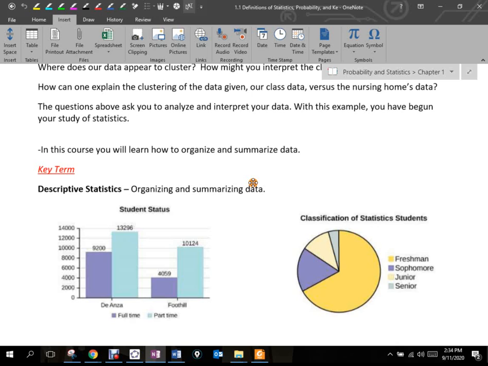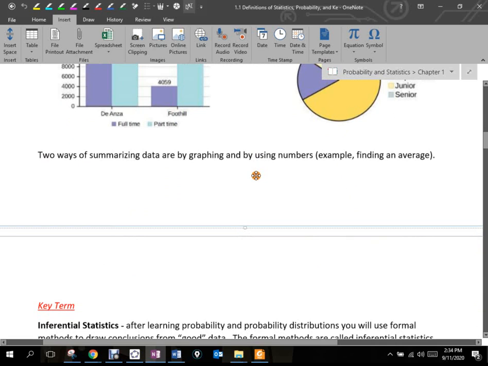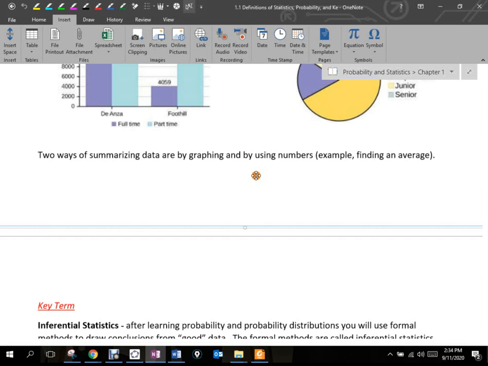Okay, so I can use that instead of just giving them a number, because not everybody is great at comparing numbers. But if I give them the visual of a pie chart, something like that, that can persuade people a little bit better, a little bit easier. We said two ways of summarizing data are by graphing and by using numbers. That is what descriptive statistics are, using graphs and numbers that represent data.